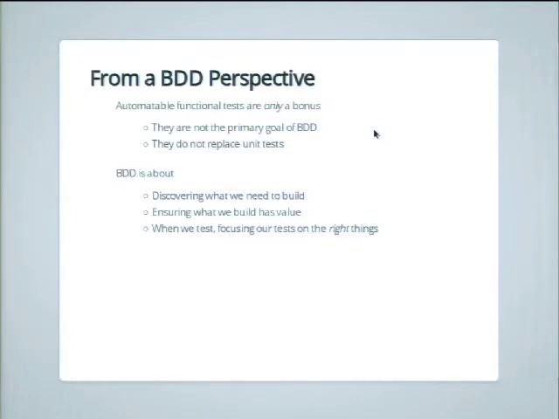You may notice that that feature statement looks an awful lot like an Agile user story. It actually pretty much is an Agile user story. And it came out of that tradition. So I'll talk about that some more. The idea is to discover what we need to build, to ensure that what we're building has value, and that when we test, we're focusing our testing on the right things.